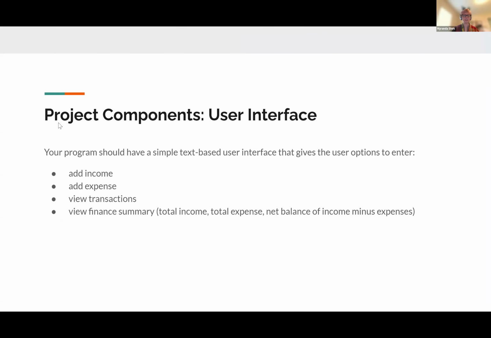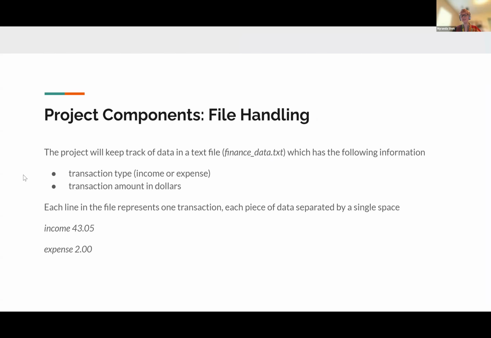There's a couple components to this. Your program should have a simple text-based user interface that gives the user options to enter for adding income, adding an expense, viewing all of their transactions, and then viewing that finance summary that I showed you. So just that menu of those 4 options plus Q to quit. Remember, we have done this before with creating menus, so you can go back and look at previous slides for those examples.